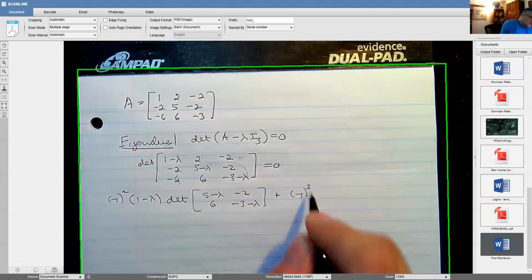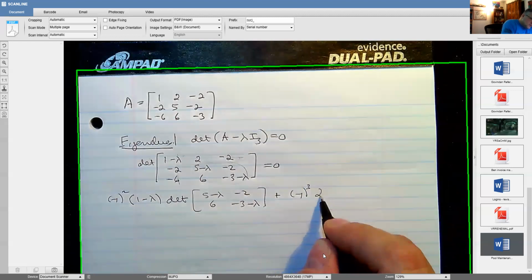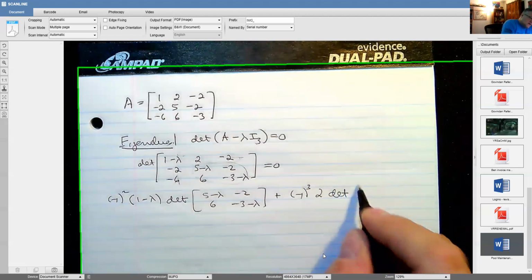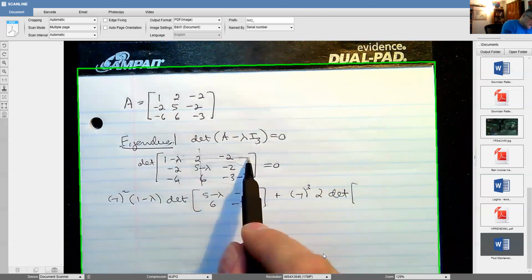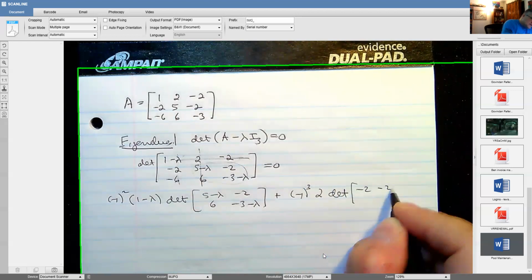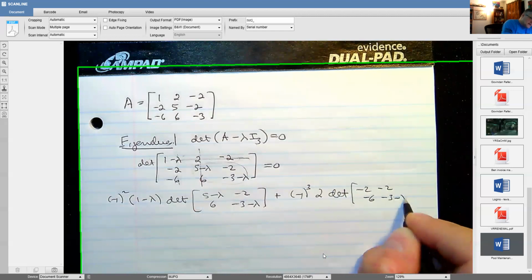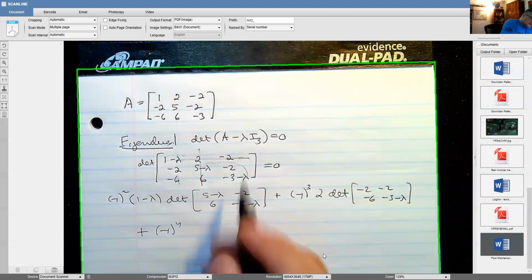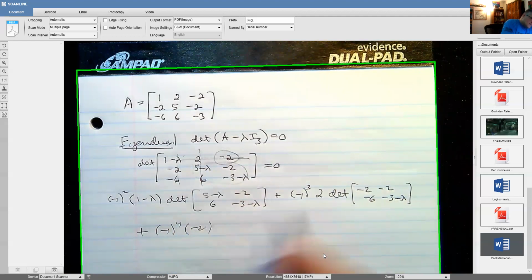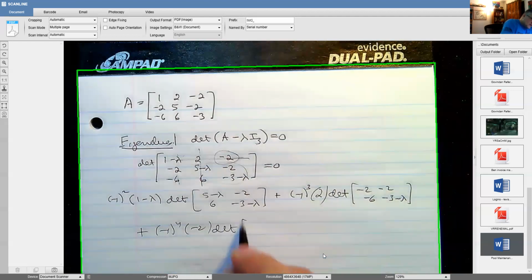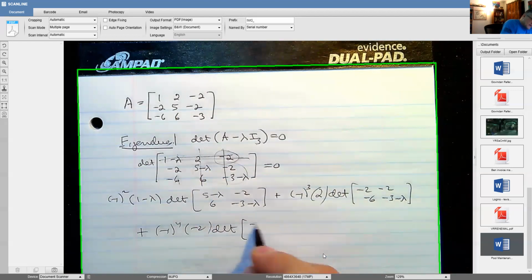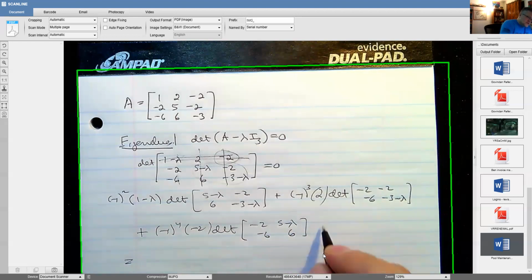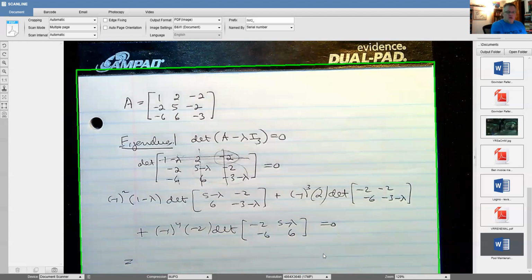Negative 1 cubed times 2 times the determinant of what remains if I throw out those, which is -2, -2, -6, -3 minus lambda. And then plus negative 1 to the 4th times negative 2 times the determinant of what remains if I throw those out: -2, 5 minus lambda, -6, and 6. Okay, and that's to equal 0 in the end.